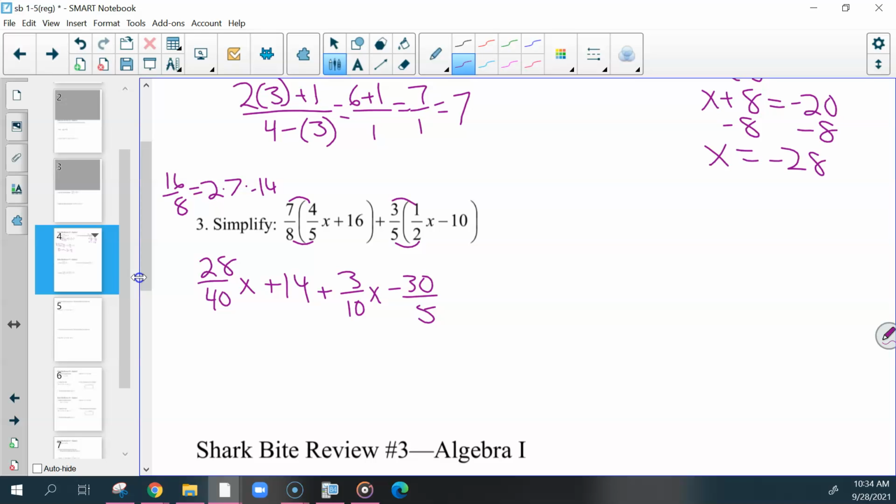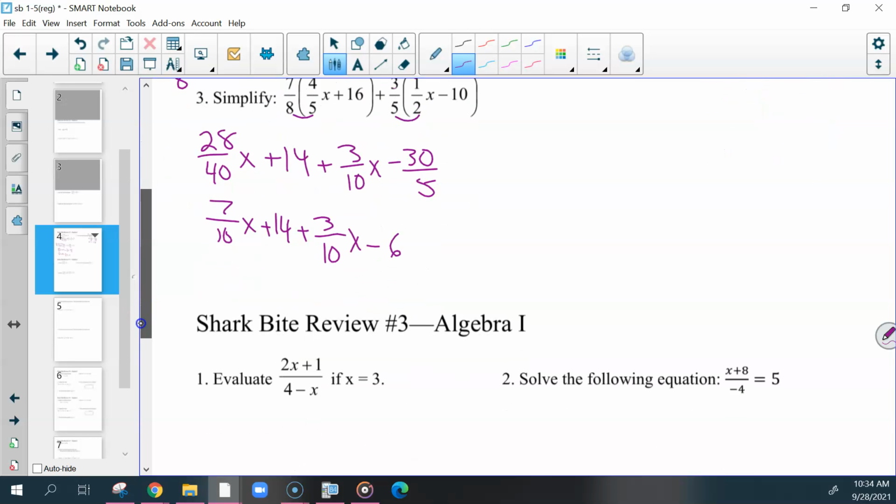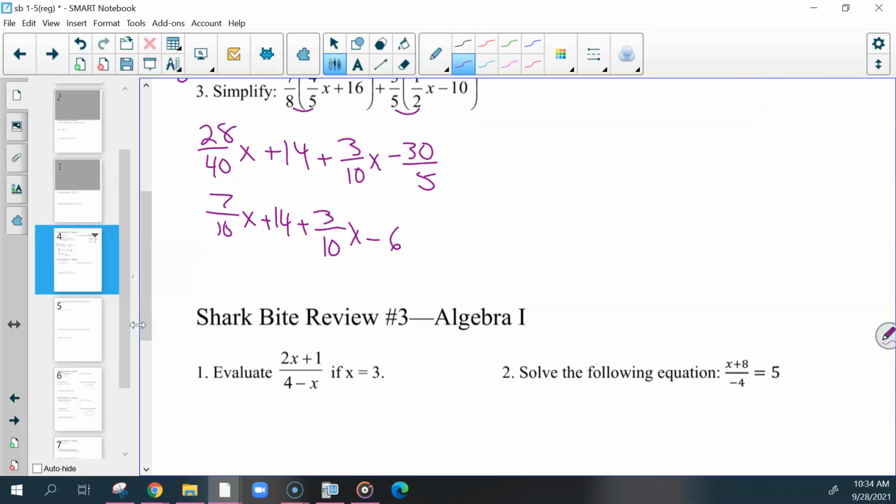Simplify all of our fractions that we can, so divide both of these by 4. And this number. My fractions both have 10 in my denominator, so I don't need to get common denominators to combine them. I can just add them together. 7 plus 3 gives me 10 over 10. 14 minus 6 gives me 8. 10 divided by 10 is just 1. So all of those fractions disappear to give us nice whole numbers.